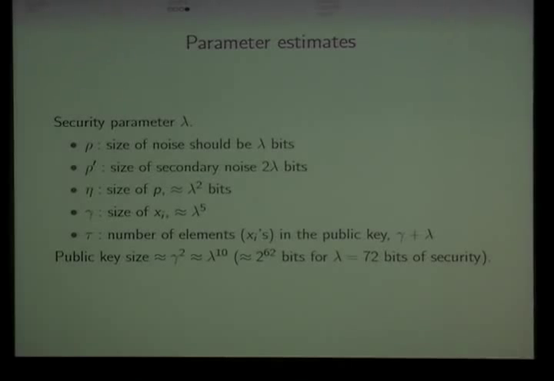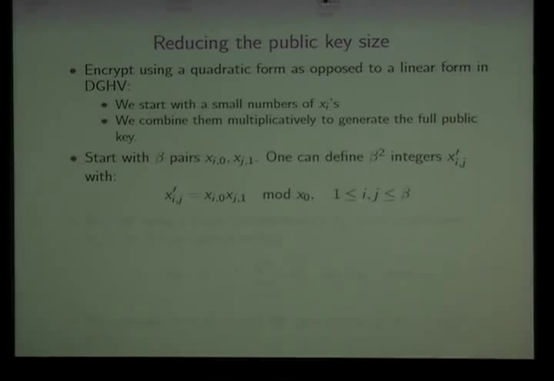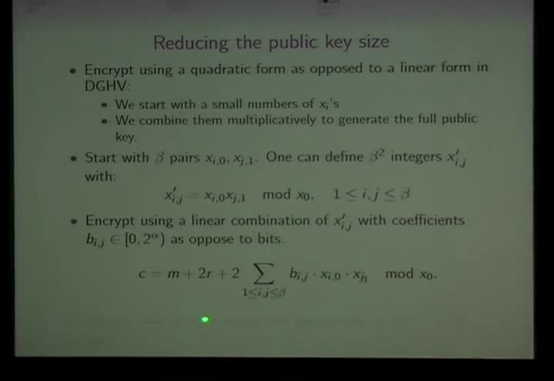So if we estimate exactly the parameters involved, the original paper suggested that the public key size should be about lambda to the 10, where lambda is your security parameter. That's 2 to the 62 for 72 bits of security, which is our target. It's not very large, but that's our modest target for now. So what we want to do here is reduce it to something more manageable. To do that, we take a smaller number of public key elements and multiply them 2 by 2. So the public key elements will look like xi times xj, and to encrypt, you do a subset sum, not of the public key elements, but of the 2 by 2 products of them. And that will look something like that.